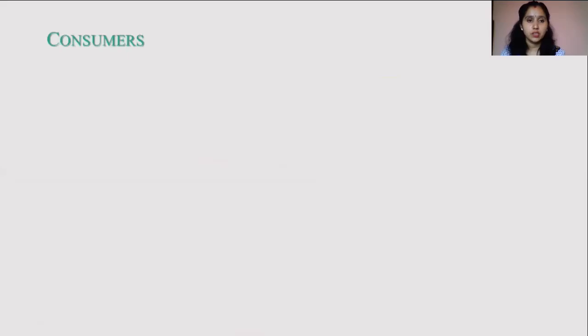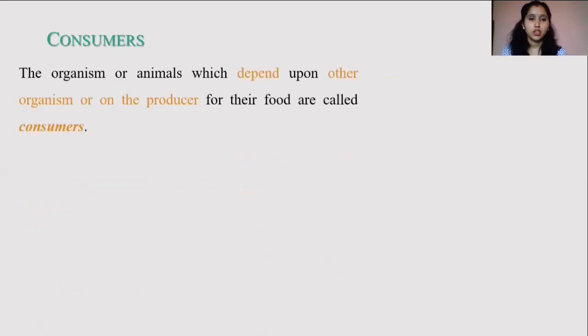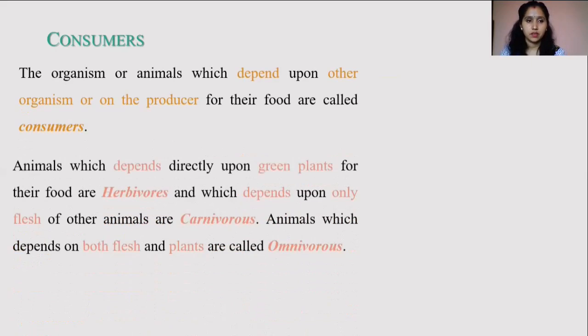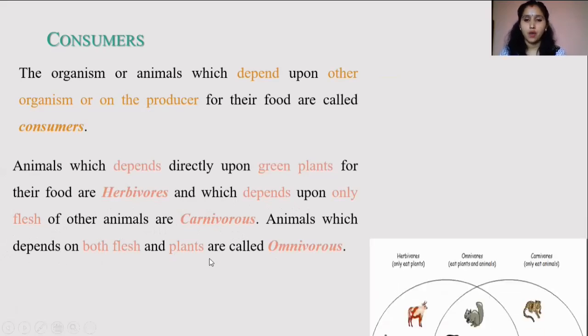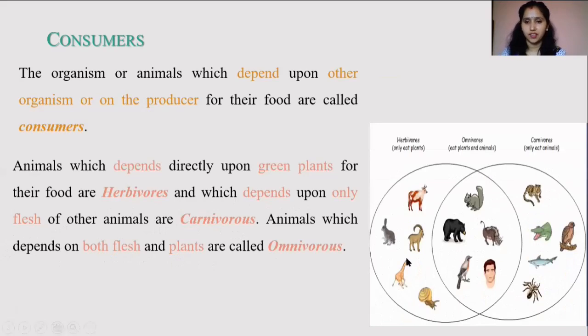Now, consumers. The organisms or animals which depend on other organisms or on the producers for their food are called consumers. Animals which depend directly upon green plants for their food are herbivores, and those which depend only on the flesh of other animals are carnivores, and animals which depend on both flesh and plants are called omnivores. You can see the figure here.